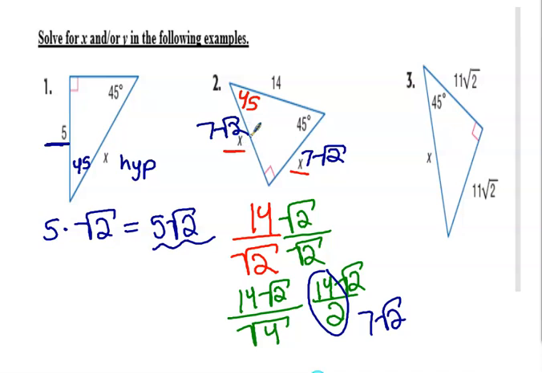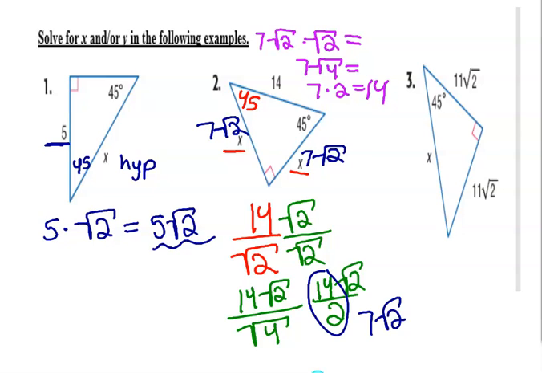All right. Now, if I wanted to see if I got it right, I would do 7 root 2 times root 2 and see if I get 14. Well, 2 times 2 is 4. 7 root 4 is 7 times 2, which is 14. So you can work backwards if you like, if that helps you out.